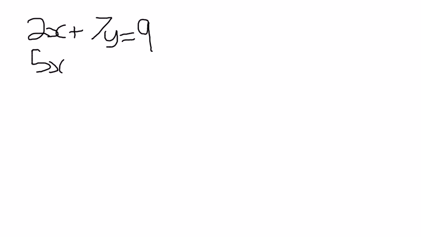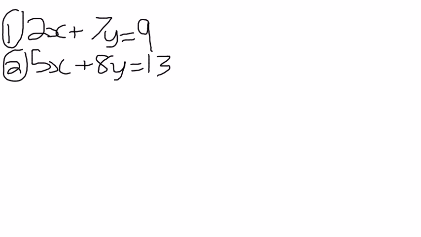Now the next one is a little difficult. It's probably the most difficult of the 3. Let's say you have 2x plus 7y equals 9 and 5x plus 8y equals 13. See, this is a little more difficult because 2 and 5 are not multiples. You can't just multiply one to get the other. You can't multiply 2 by anything to get 5 unless you want to go into decimals, which is just going to make it even harder than it has to be.